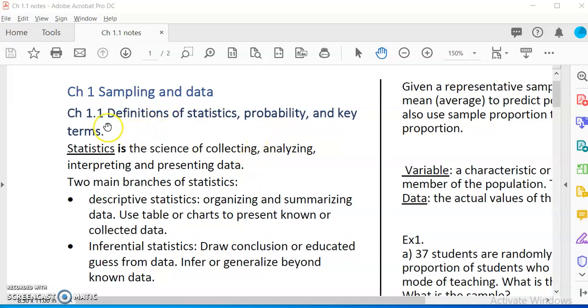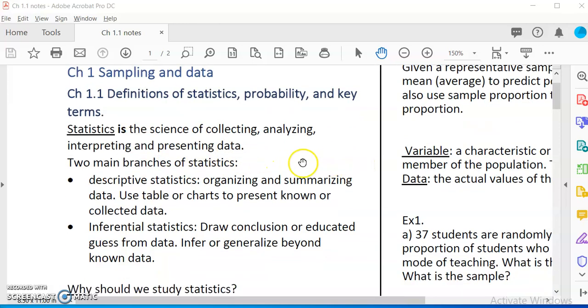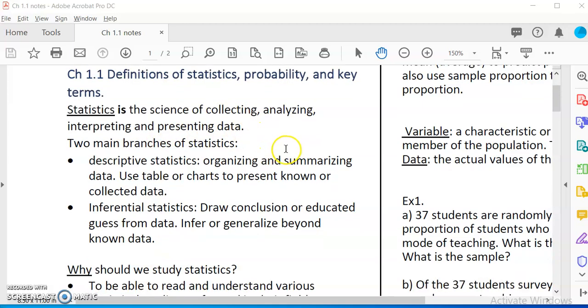So let's get started. In the beginning, we would talk about what is statistics. The branch of the study of statistics is the science of collecting, analyzing, interpreting, and presenting data. So it's really about using data, collecting data, and also presenting them. And the two main branches of statistics are descriptive statistics and inferential statistics.